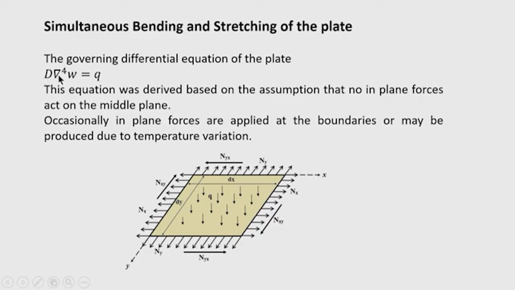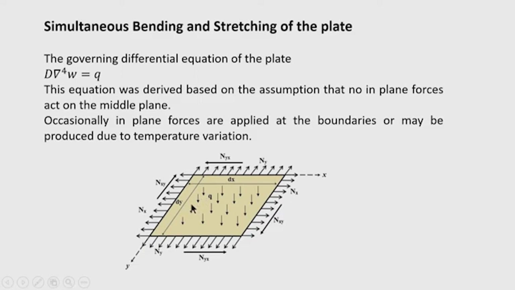Okay. Del 4 is an operator which consists of 3 terms: del 4 by del x 4 plus 2 del 4 by del x square del y square plus del 4 by del y to the power 4. So, this operator, when we operate with W, you will get the full differential equation of the plate, and q is the distributed transverse load on the plate, that is shown here.